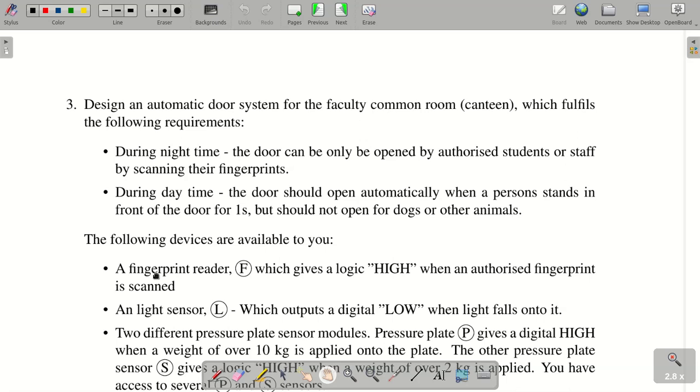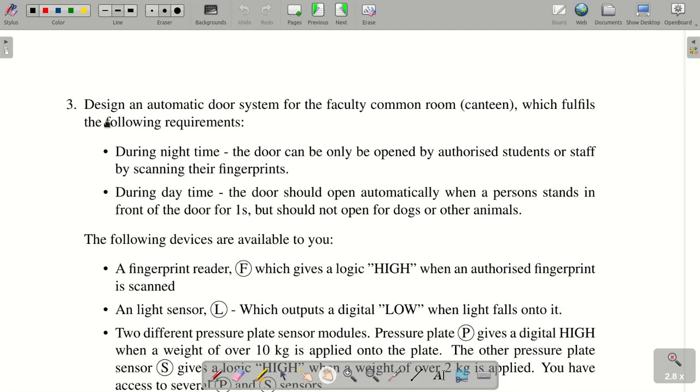Okay, so let's move on to question number 3. Question number 3 is a more general electronics design question, and here what you need to do is read the question, understand what the requirement is, and find a suitable electronic circuit for this.